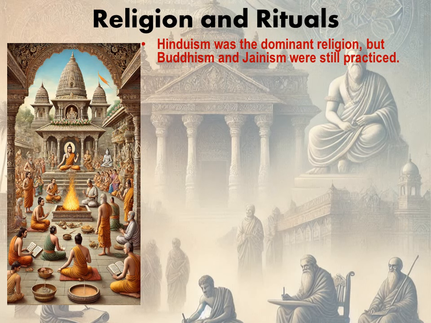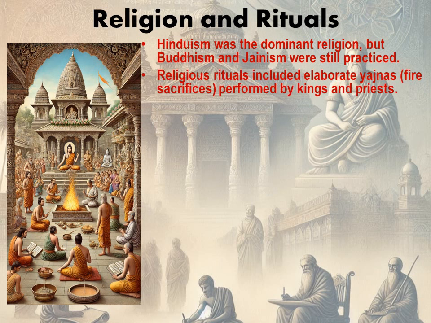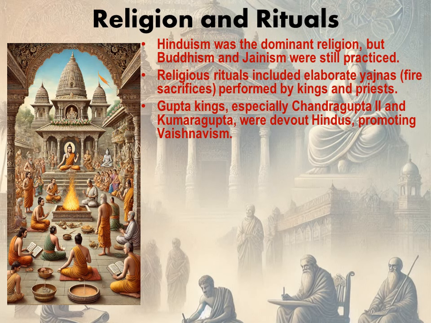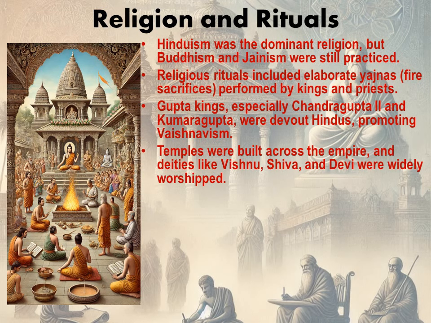Religion and rituals. Hinduism was the dominant religion, but Buddhism and Jainism were still practiced. Religious rituals included elaborate yajnas, fire sacrifices, performed by kings and priests. Gupta kings, especially Chandragupta II and Kumaragupta, were devout Hindus, promoting Vaishnavism.